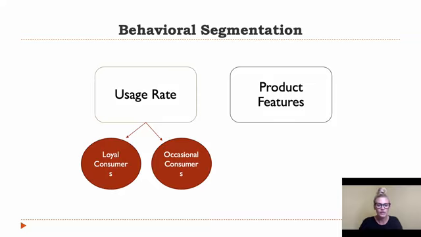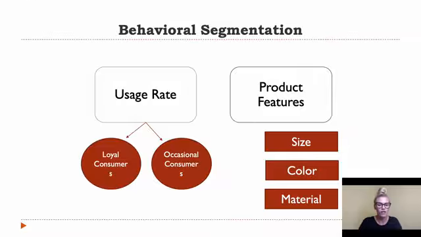And also considering the product features. So this is going to consist of the quality, the service, the warranty that they might be after, and understanding what benefits are most important to these consumers. So consumers may have preferences in terms of the size, the color, or the material of a product, and we can group consumers together based on what their product feature preferences are. So when we talk about behavioral segmentation, we're looking at two factors, potentially the usage rate, so how loyal a customer is, versus we can look at also the product features that are desired by a consumer group.